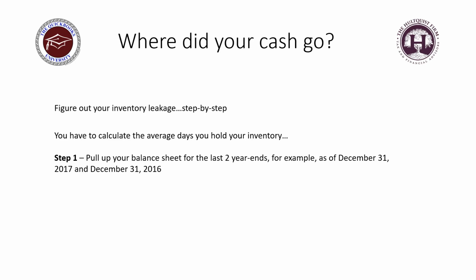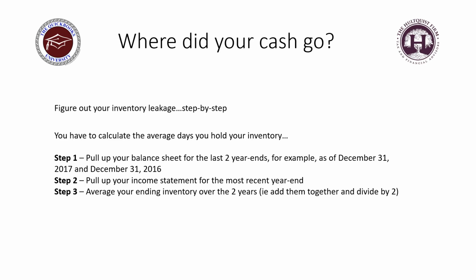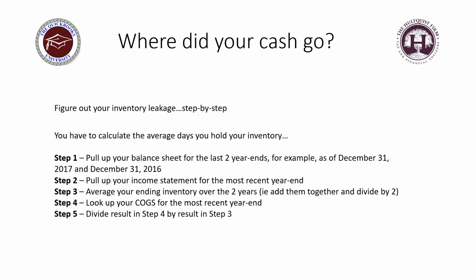Step one, just like in the previous video, pull up your balance sheet for the last 2 year ends. Step two, pull up your income statement for the most recent year end. Step three, average your ending inventory over the 2 years. This is very simple. Add them together and divide them by 2. Step four, look up your cost of goods sold. That's what COGS stands for. This is on your income statement, and we want to look at this for the most recent year end. Step five, you simply divide the result from step 4 by the result in step 3. And then step 6, divide 365 by the result in step 5.